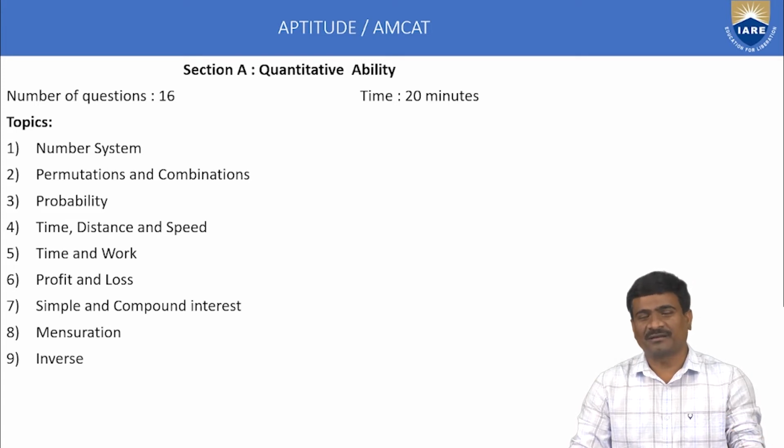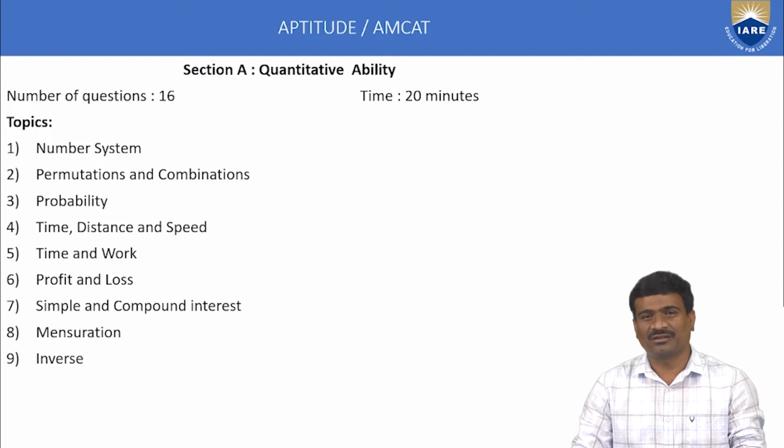AMCAT test pattern is classified into 4 modules. Number 1, Quantitative Aptitude, that is the mathematical part. Second module, Logical Ability or Reasoning Ability. Number 3, General English or Verbal Ability. Number 4, Technical Multiple Choice Based Questions, that is called the Technical Test. This is the first round. Second round, Coding Test or Technical Interview, followed by HR Interview.